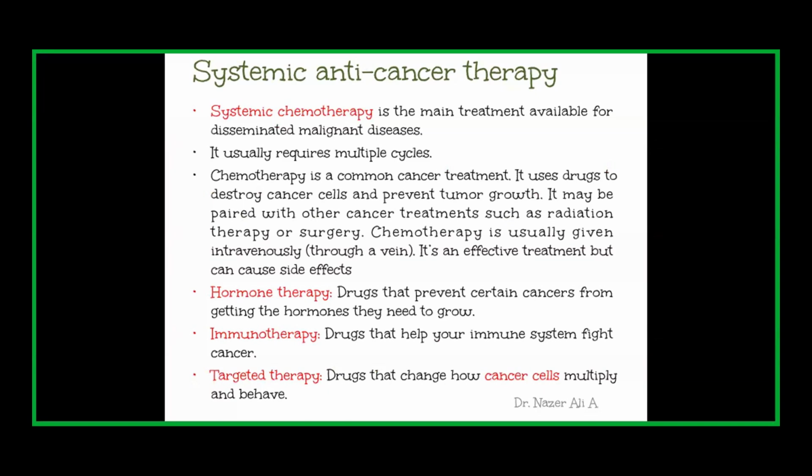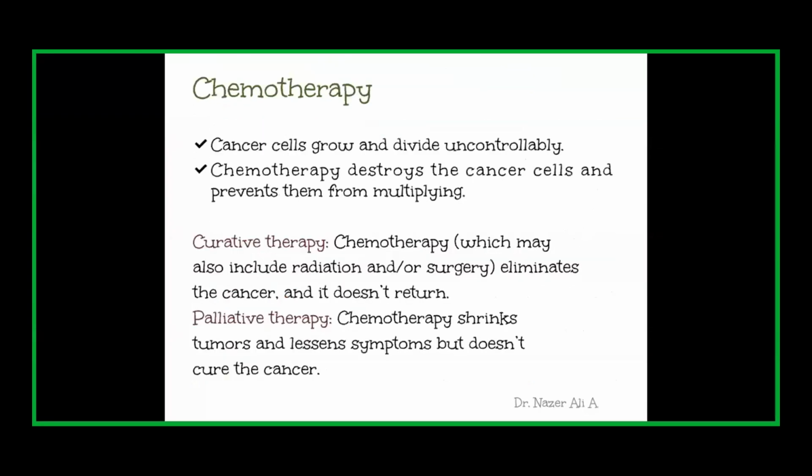In chemotherapy, we use chemical agents prepared in the laboratory, which kill the cancer and produce cytotoxic effects. All these hormonal therapy, immunotherapy and targeted therapy drugs inhibit cell growth and further progression of the cell cycle, which ultimately results in cell death. So what is chemotherapy? Chemotherapy destroys the cancer cells and prevents them from multiplying further. That's why, as the agents kill the cancer cells, they are called cytotoxic.